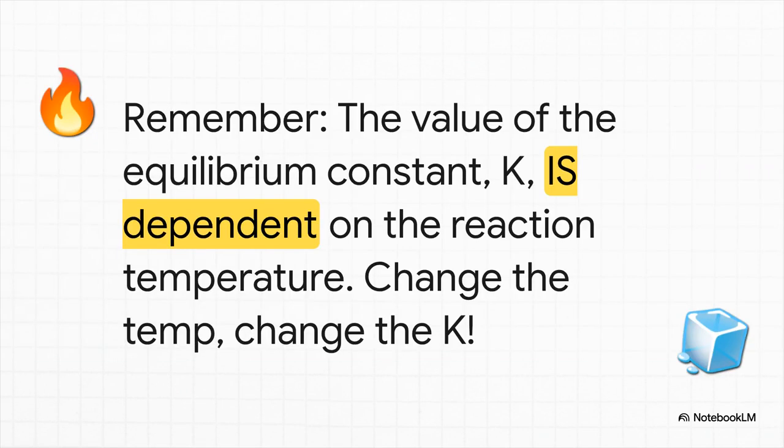Now, rule number 2 is the big one. This is crucial. While K doesn't care about what you start with, it cares a lot about temperature. If you change the temperature, you change the value of K. A perfect example is making ammonia. At room temperature, K is huge, over 400 million. But if you crank up the heat, it plummets to a tiny, tiny fraction. Temperature literally changes the destination of the reaction.